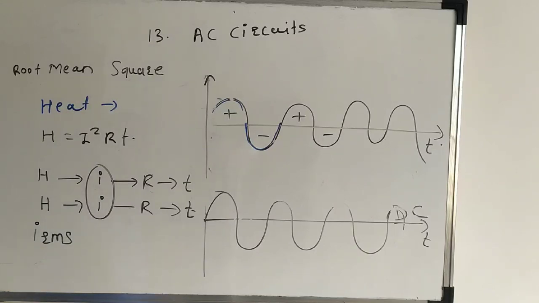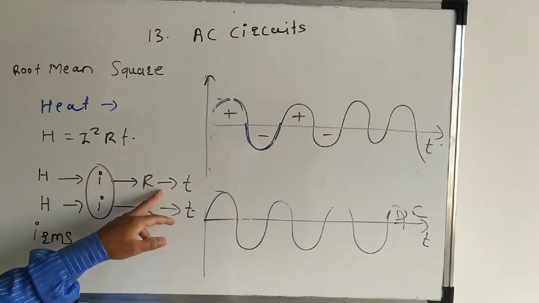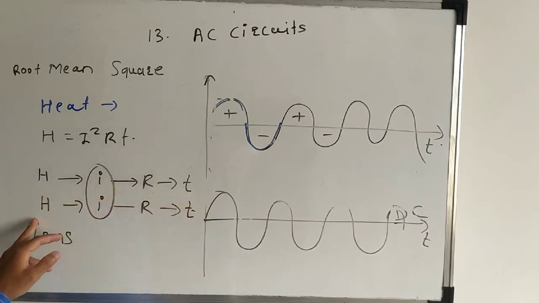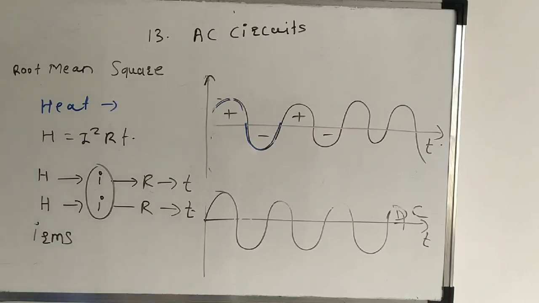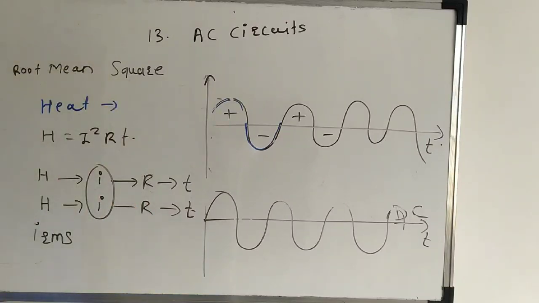If H is the heat which is produced by passing a current I through the resistor R for the time t, and if the same heat is produced by passing the steady current through the resistor R for the time t, then this steady value of current which produces the same heat is called IRMS, that is root mean square value of current, or virtual value of current, or effective value of current.